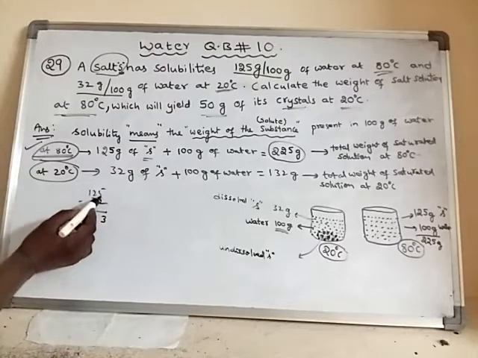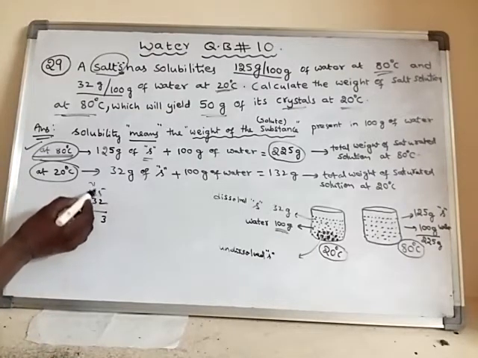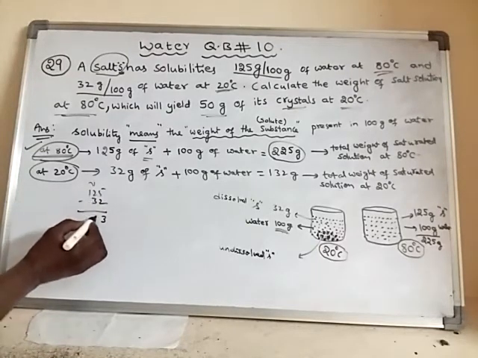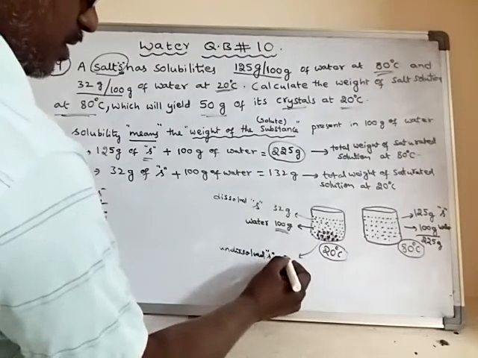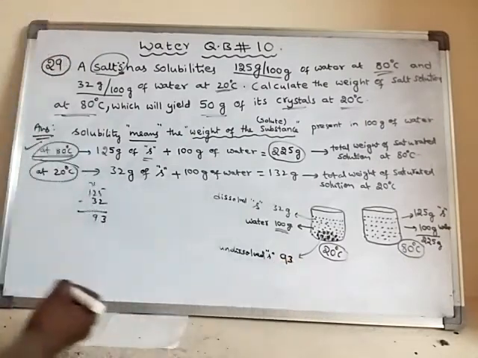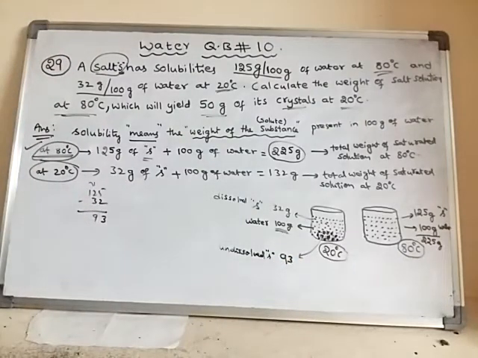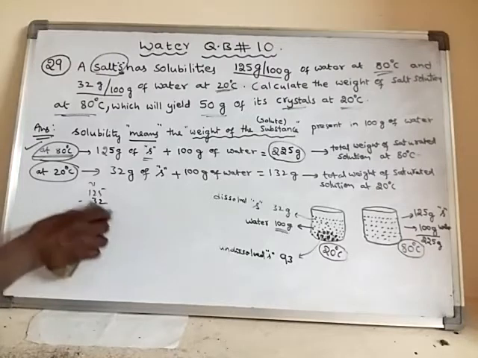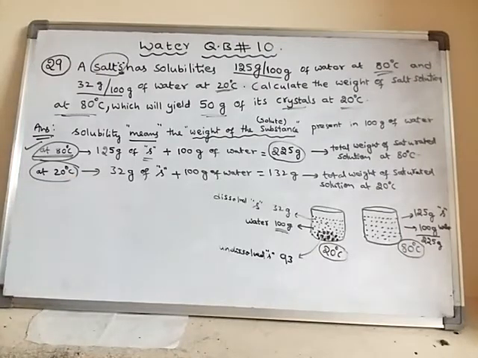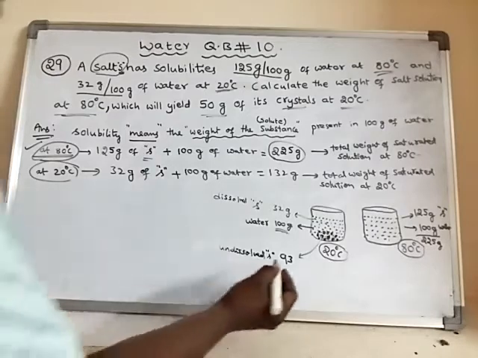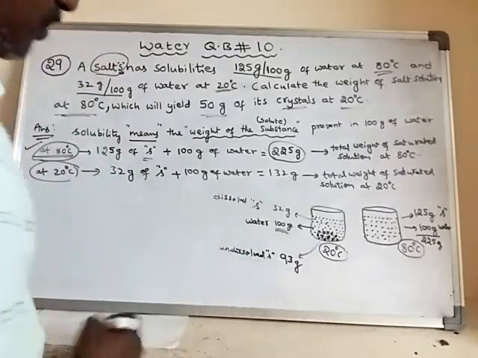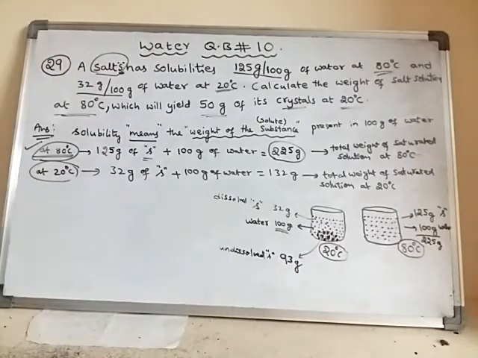Okay, so 12 minus 3 means it's 9. Only 93 grams. 93 grams have come out. 93 grams of the salt have come out from the solution undissolved. So undissolved salt is 93 grams.